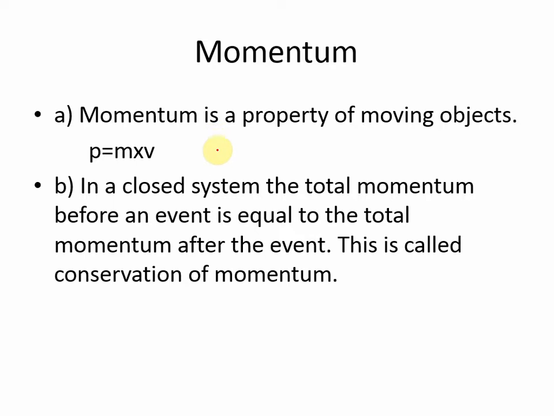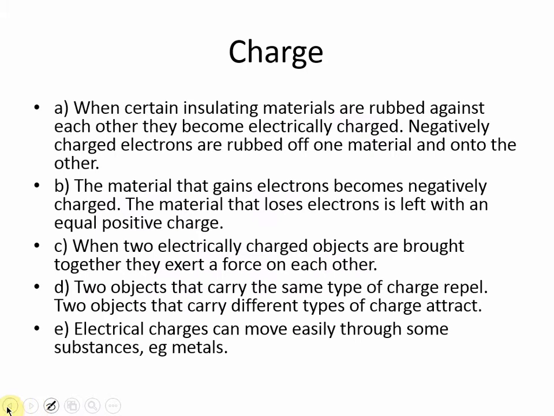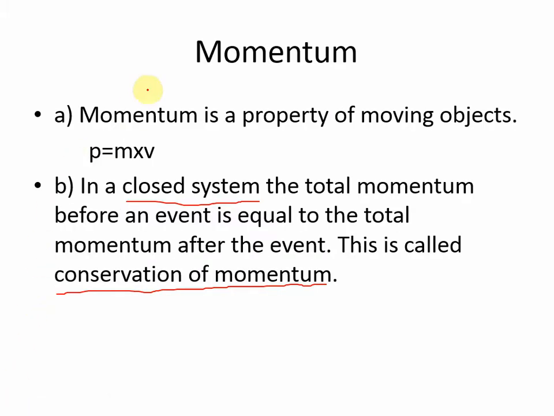Momentum is sort of like a simplified version of kinetic energy. It's a property of moving objects. So momentum is equal to mass times velocity. In a closed system, so that's no external forces, okay, the total momentum before an event is equal to the total momentum after an event. So we call that idea the conservation of momentum. The key thing there is it only works in a closed system. No external forces. Right, and that is our video on momentum.